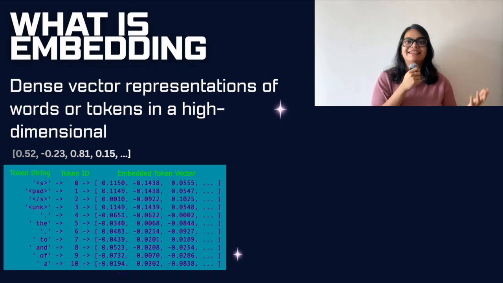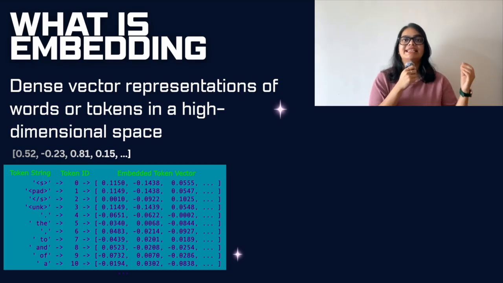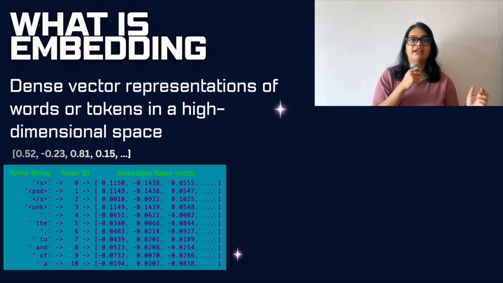For instance, consider the token AND, which might have a token ID of 8. Its embedding would be a learned vector with values like 0.0523, -0.0208 and so on. Each dimension of the vector captures some aspect of the word's behavior in language. For example, certain dimensions may encode syntactic properties such as whether a word functions as a noun or a verb, while others may capture semantic properties such as sentiment, domain, or usage patterns.